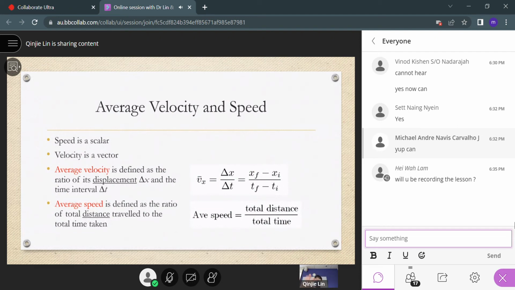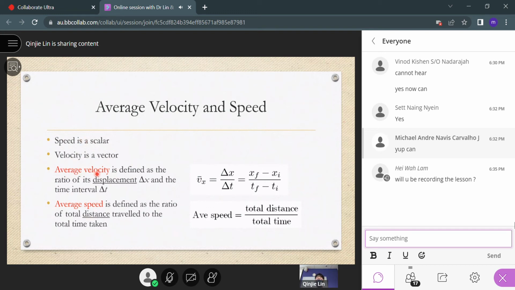Okay, good. Then we move on to velocity and speed. Speed and velocity, actually we are talking about the same thing, just that speed is a scalar. We are just talking about a number only. Speed is a scalar, but velocity is a vector. So with velocity, we will tell the speed plus the direction that it is pointing towards.